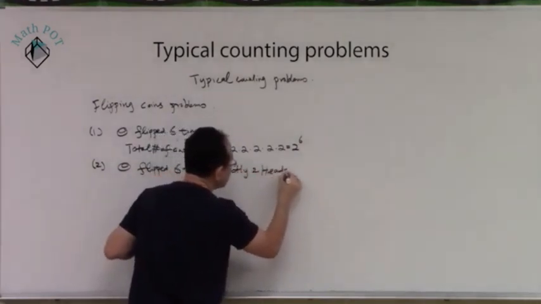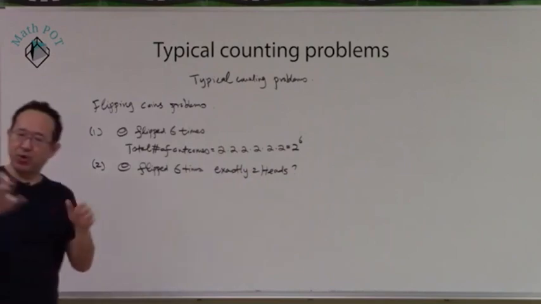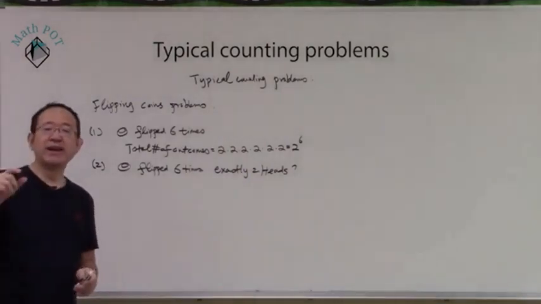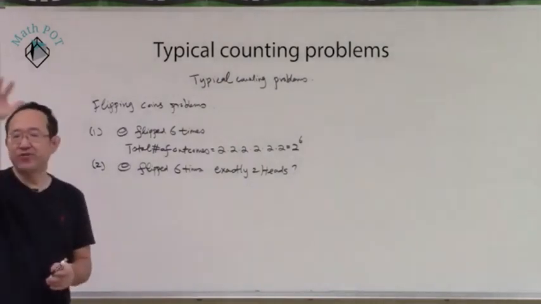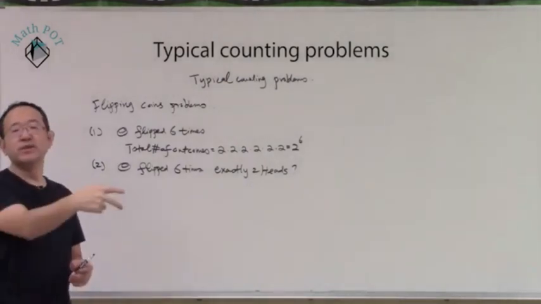So exactly two heads. Let's see how to solve this one. Imagine you flip a coin six times, and you get exactly two heads. That means we definitely have two heads and four tails. Do we know the sequence?